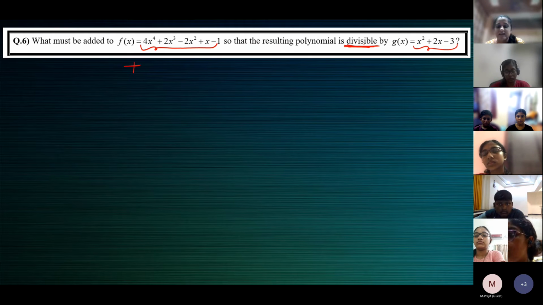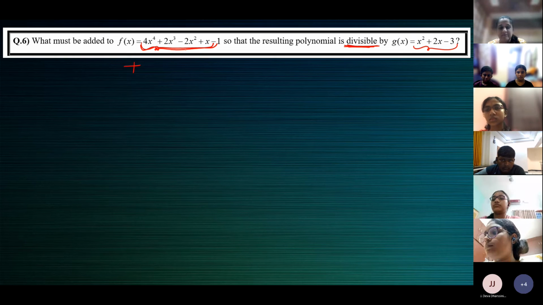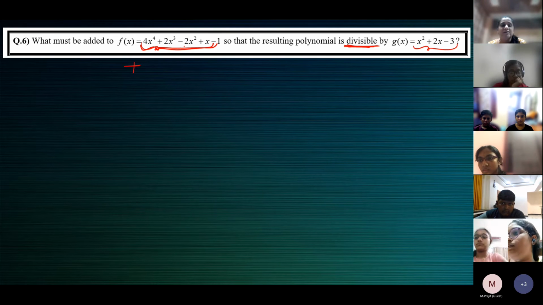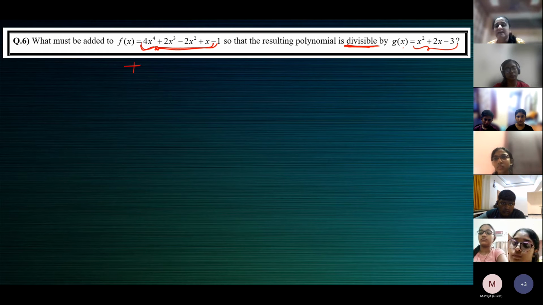Divisible itself means exactly divisible. So you need to find the expression that is to be added to f of x, so that the resulting polynomial, after you add that expression, you will get a new expression for f of x, so that that new f of x is exactly divisible by g of x. So for this, you have to perform the long division.